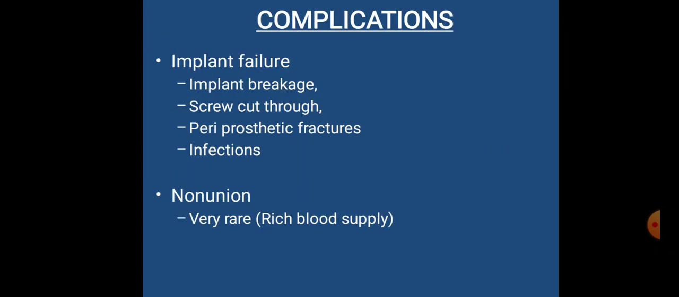There are certain complications of all these procedures also. That is implant failure, non-union. Why do implants fail? Because of implant breakage, screw cut-through, periprosthetic fractures, infection. Non-union is very rare because there is a rich blood supply. Thank you.